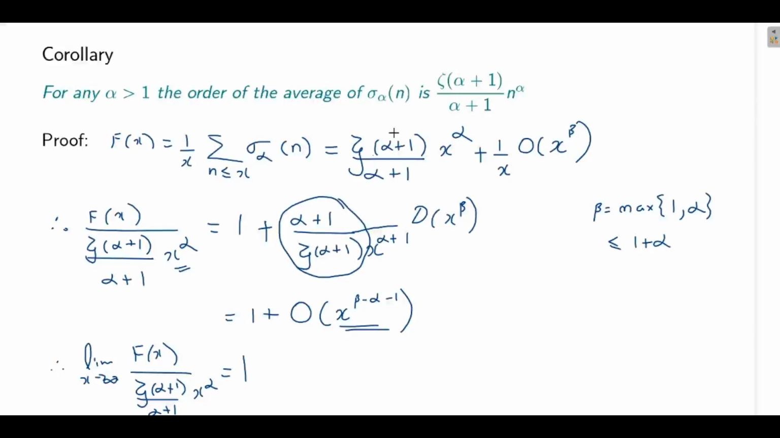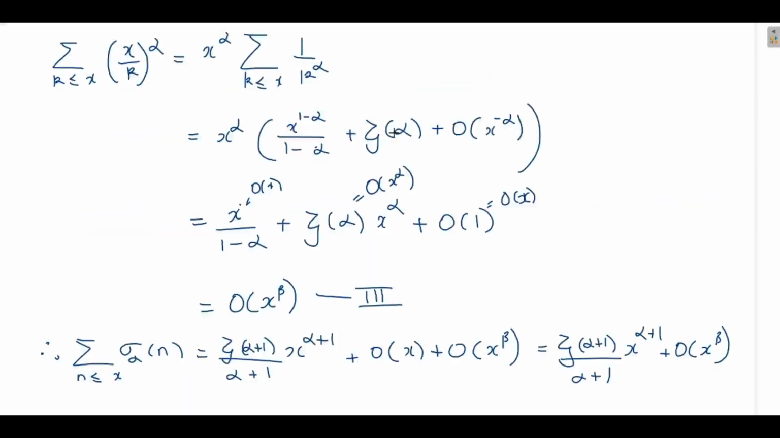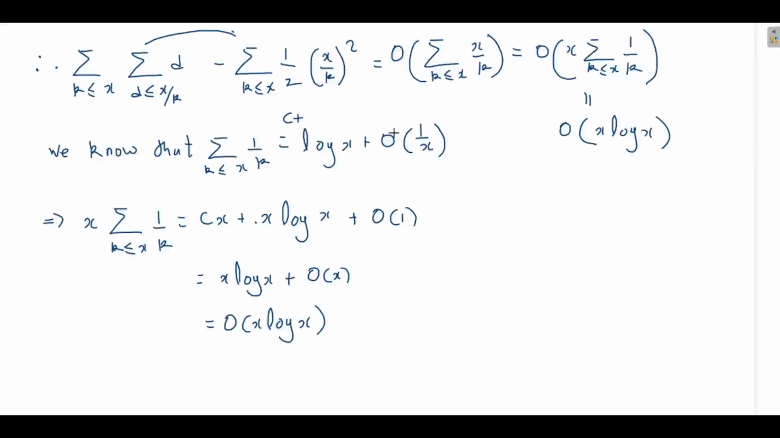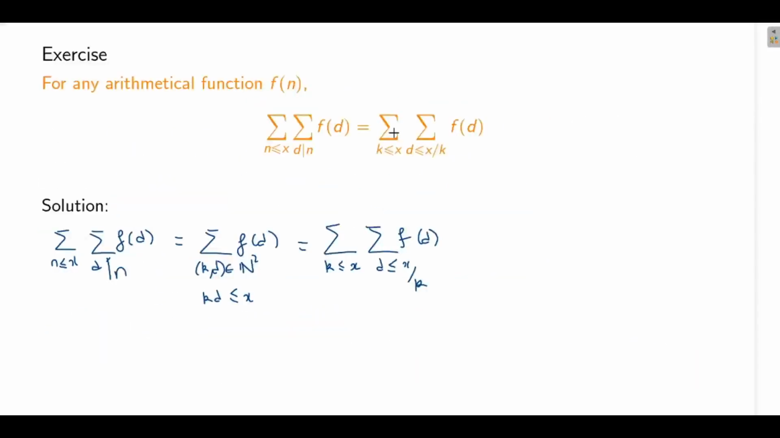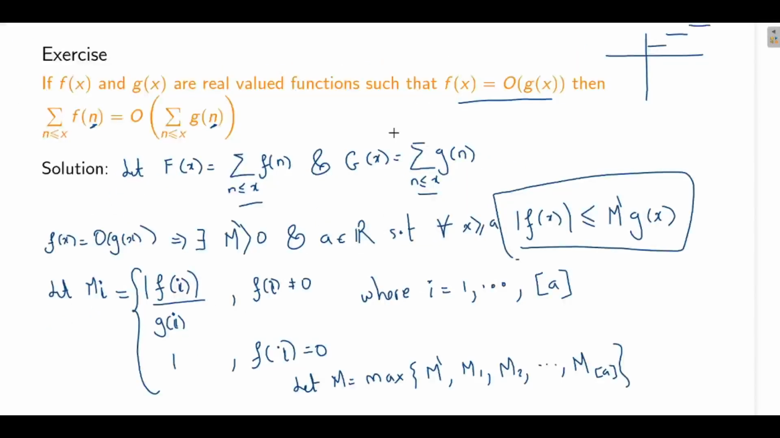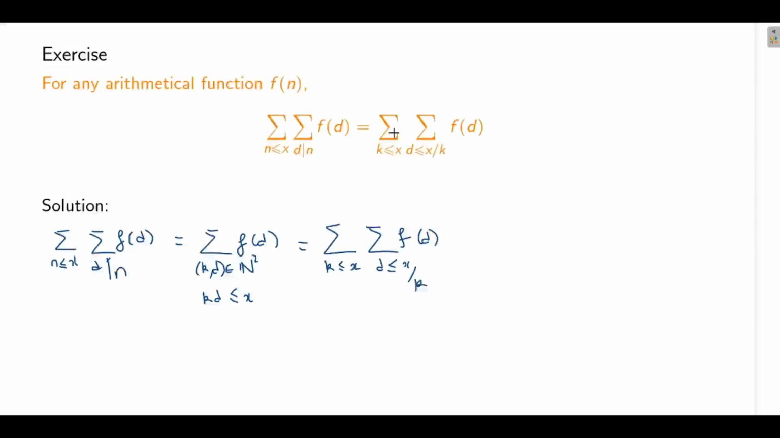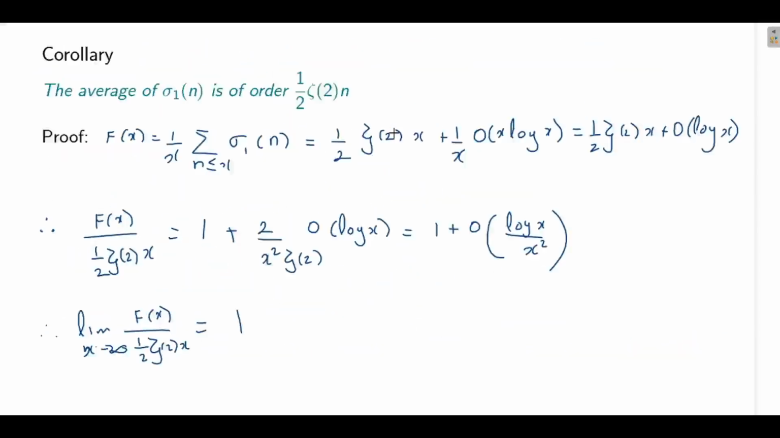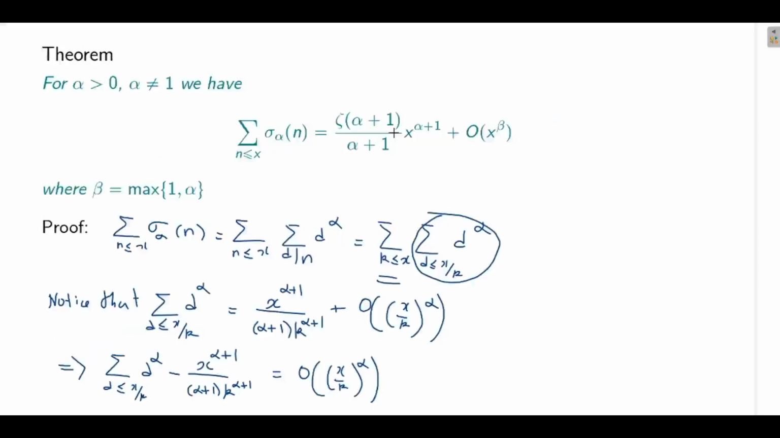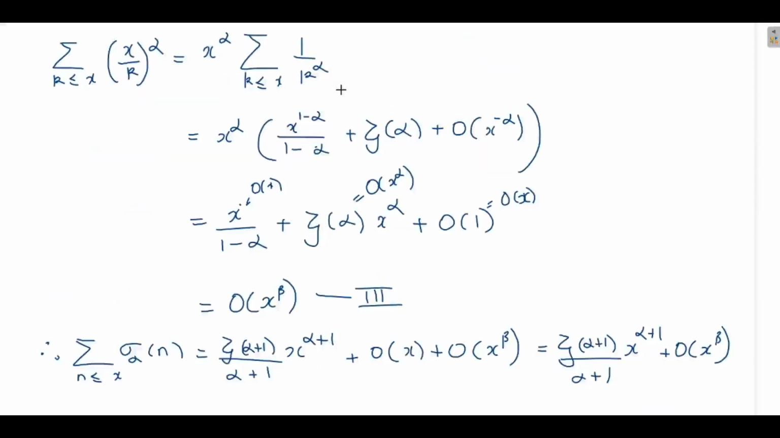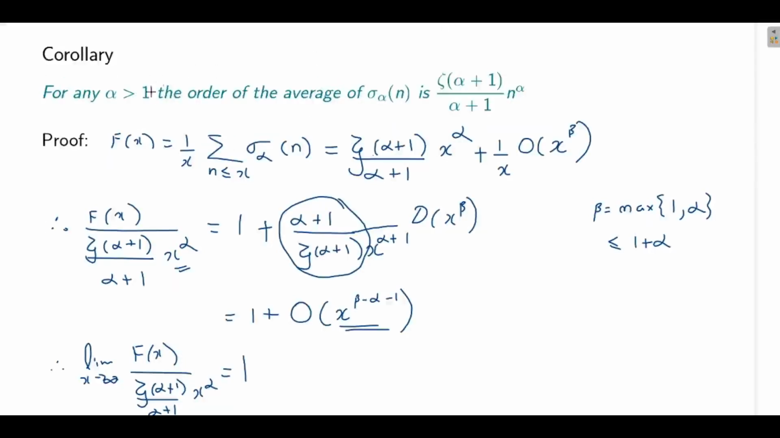So what have we done up to now? First we have seen the average order of Dn. We showed that that is log of n. We showed then that the average order of sigma 1 is half zeta 2 n. Then we showed the average order of sigma alpha of n, where alpha is greater than 1. So for 0 we have done, that is Dn, for 1 we have done, and now we have just proved for alpha greater than 1 that it is zeta alpha plus 1 upon alpha plus 1 n raised to alpha.